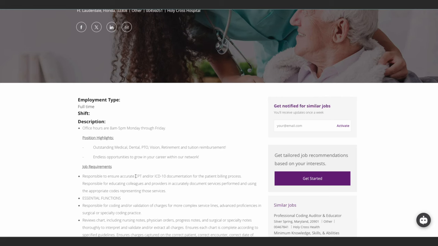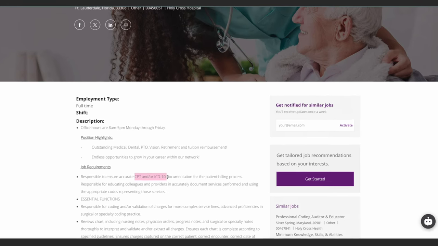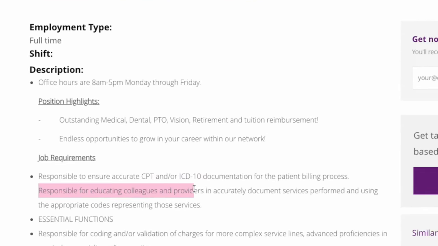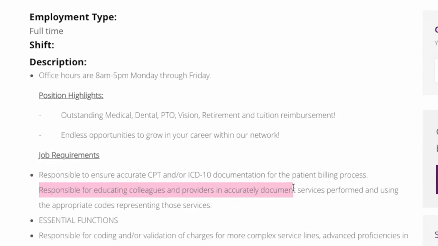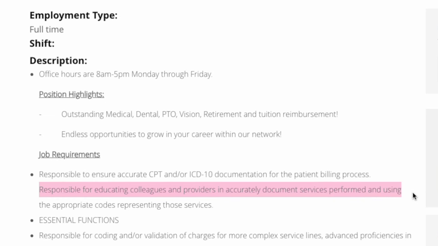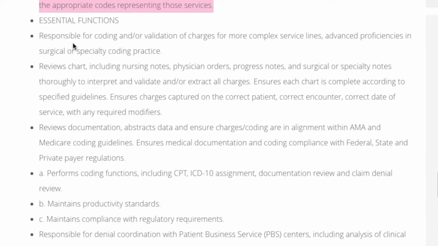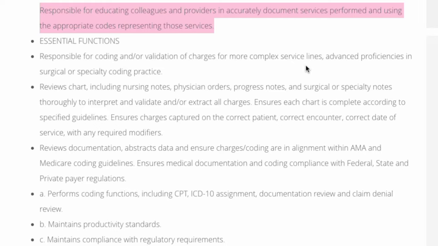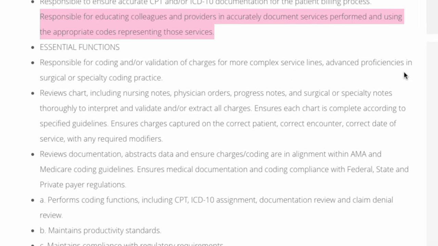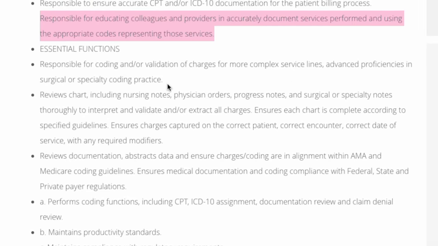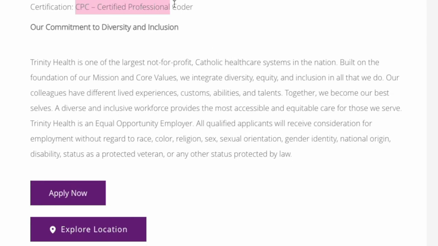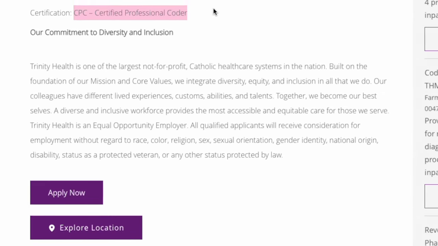It states here that you will be dealing with ICD-10 and CPT for patient billing process, responsible for educating colleagues and providers, and accurately document services performed and using the appropriate codes representing those services. It states here that you will be responsible for coding and or validation of charges for more complex service lines, advanced proficiencies in surgical or specialty coding practice. And as for the qualifications, they want you to have a CPC certification from the AAPC.